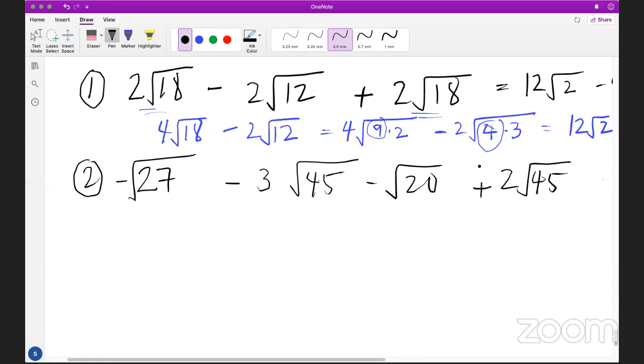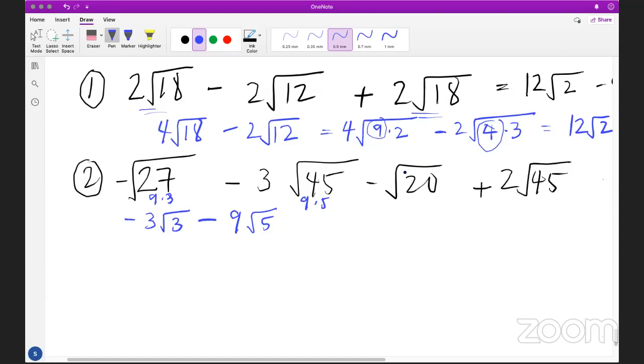How about this sa baba? Okay, this one, square root of 27 or negative square root of 27, ito equal sa 9 times 3. So pwede natin ilabas yung 9. We will have 3 square root of 3 minus, ito that's equal to 9 times 5. So pwede ulit natin ilabas yung 9. Square root of 9, that's equal to 3. May 3 ka dito times 3, so that's 9 square root of 5.